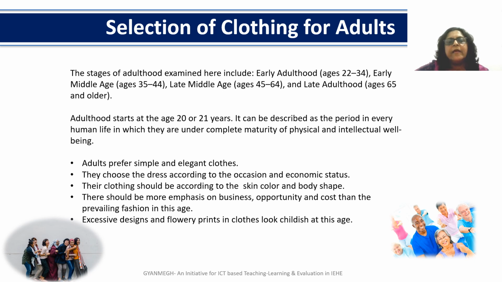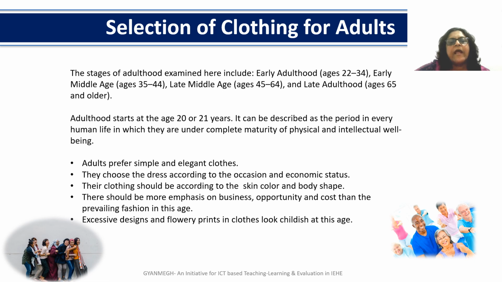Next stage is the adulthood. For this age group, selection of clothing is little difficult. The stages of adulthood examined are early adulthood, that is the age from 20 to 34 years, early middle age, that is from 35 years to 44 years, late middle age is from 45 to 64 years, and late adulthood, that is we call it as old age also, it ages from 65 and above.